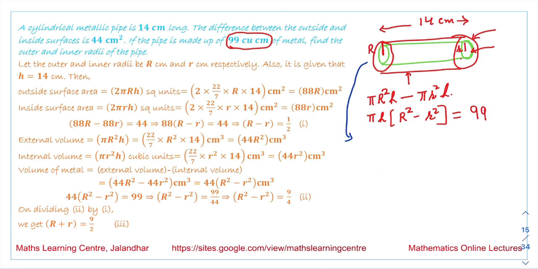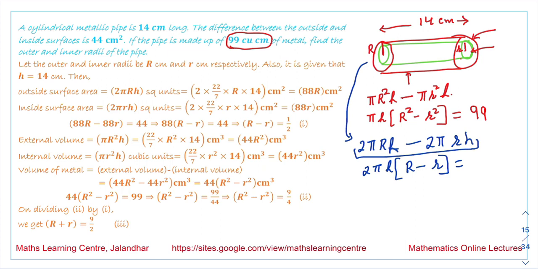The second thing that is given to us is that the difference between the outside and the inside surfaces is 44 centimeter square. So to calculate this value, we first calculate the outside surface area, it is 2 pi capital R H, and the inside surface area is 2 pi small r H. So 2 pi H is common, and we are left with capital R minus small r, and this value is given to be equal to 44 centimeter square. So we have two equations over here.